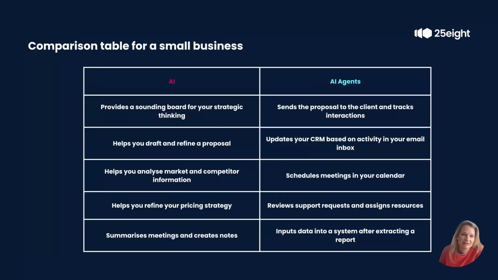A comparison of examples of how you might use this in a small business. You might use the AI chatbot to provide a sounding board for your strategic thinking, and the AI agent to send the proposal to the client and track interactions.